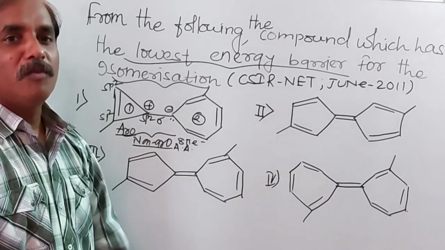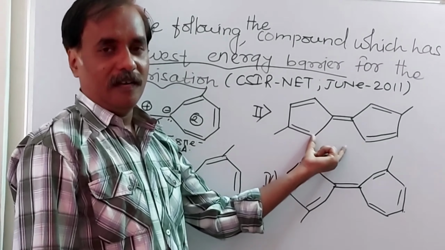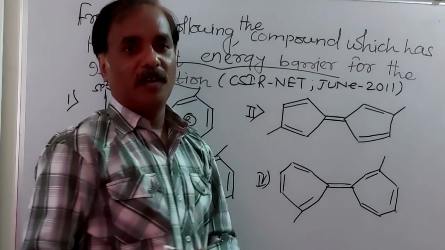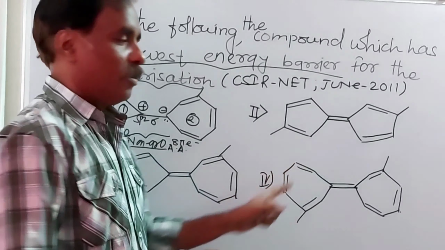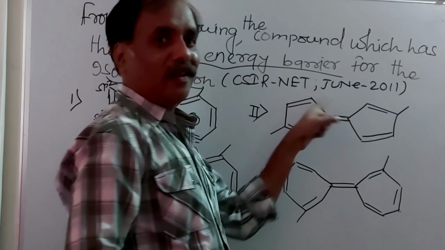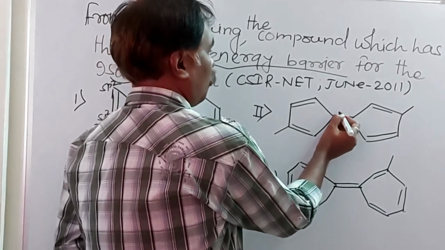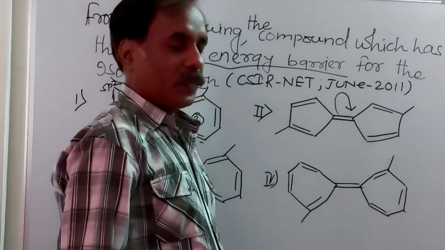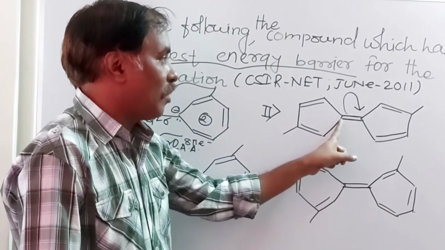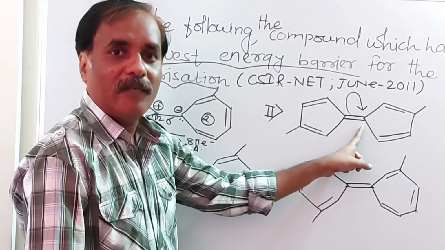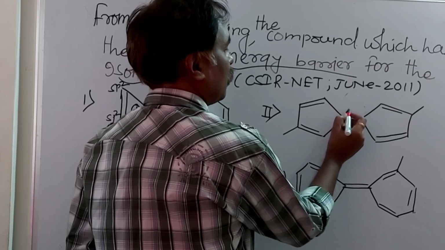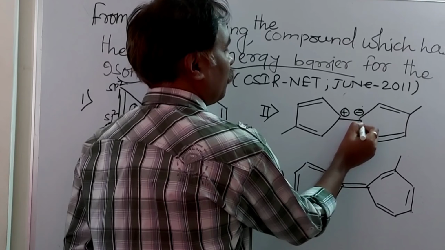Now take example number 2. This is symmetrical. This is an exocyclic carbon-carbon double bond. Symmetrical, so breaking the pi bond, the electrons can shift towards either ring. Suppose breaking is like this. This carbon will donate and this carbon will accept the electrons. So this carbon will acquire a positive charge and this carbon will acquire a negative charge. Here it is positive, and here it is negative.